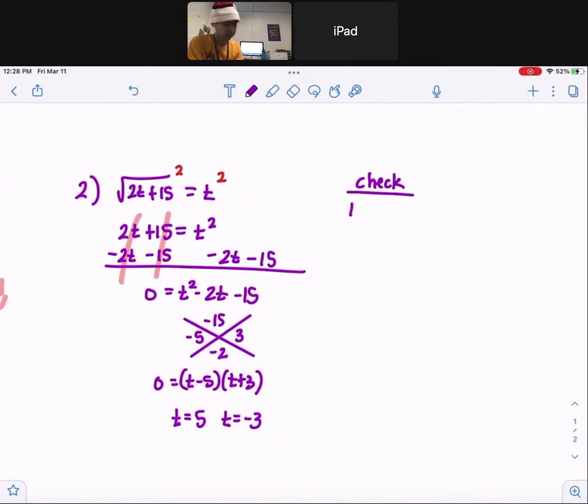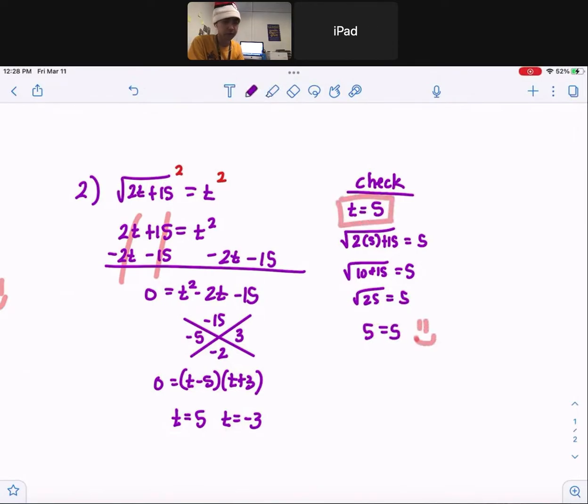We've got to check t equals 5 and t equals negative 3. So if we plug 5 into the original equation, we're going to get the square root of 10 plus 15 equals 5. 10 plus 15 is 25. Square root of 25 is 5. So yes, this works. So t equals 5 is definitely one of our answers.